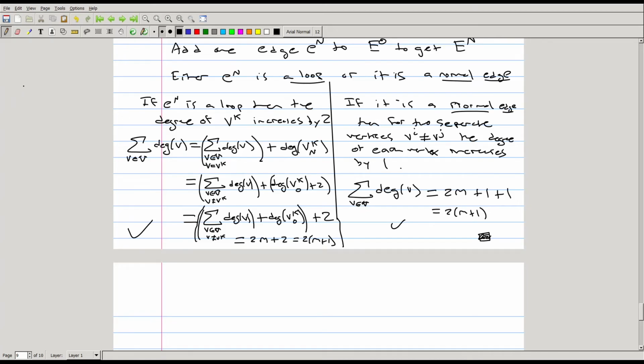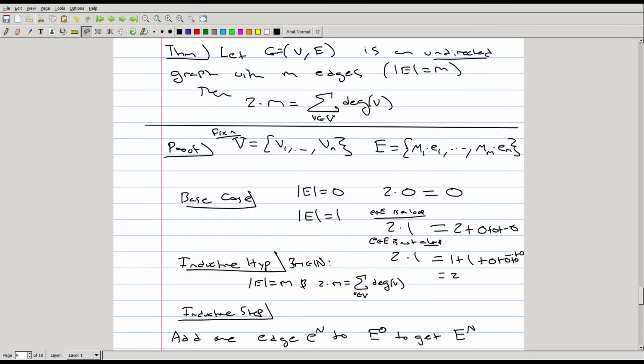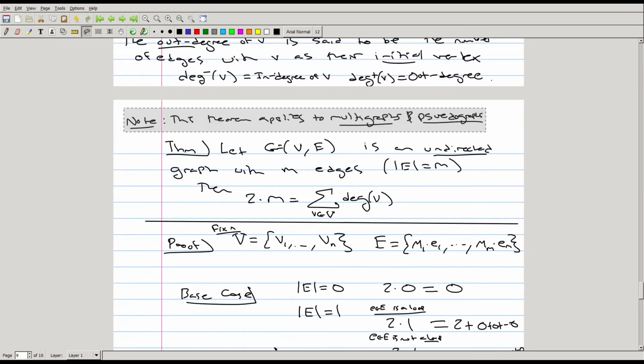So this is a very, very important theorem. Because what it's saying is that for any graph, no matter how complicated it is, the sum of the degrees of the graph is even. So it's called the handshaking theorem.